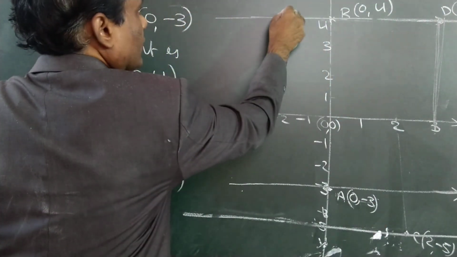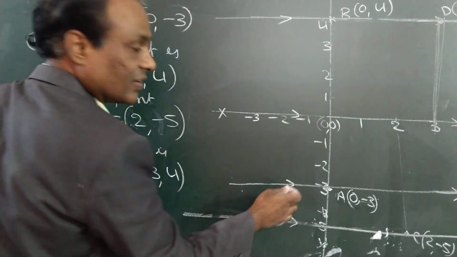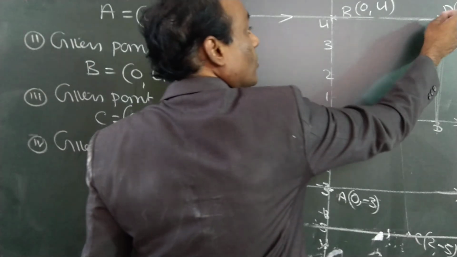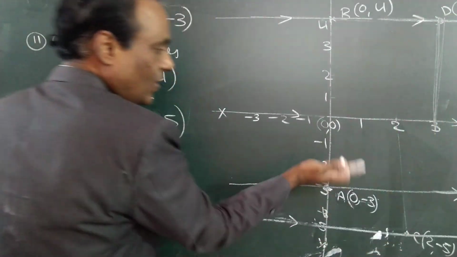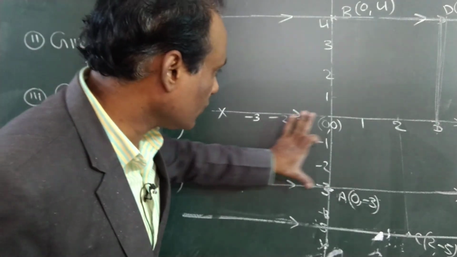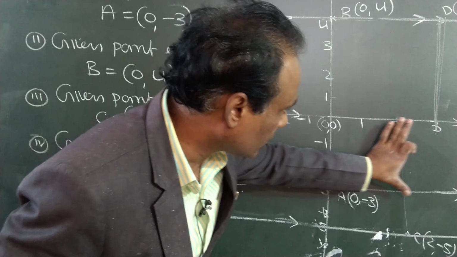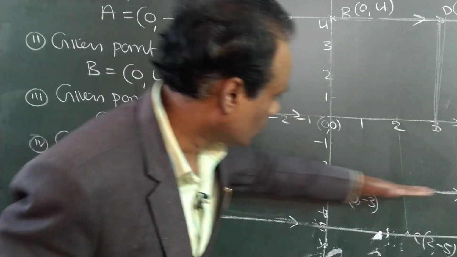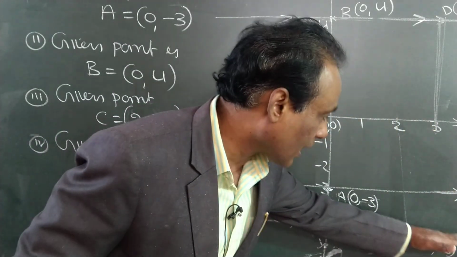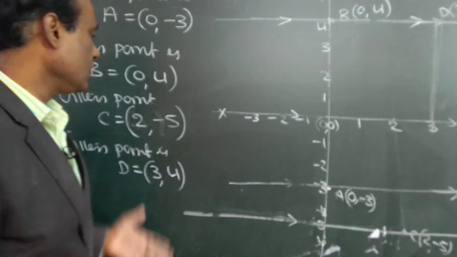See, this is parallel to the x-axis, this is also parallel, and this is also parallel. Again we have drawn one more line that is also parallel to the x-axis. All the lines are parallel to the x-axis. You know what is parallel: distance should be the same. It should not be crossed like this. So here also another line parallel to this, and here also one line parallel to this. So these are the points.